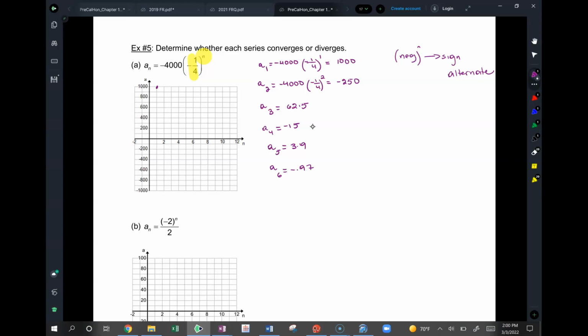2, negative 250. 3, 62.5. 4, negative 15. 5, 3.9, and then negative 97.97. So yes, they're alternating up, down, up, down. But do you see a trend that the values are approaching a certain number as the n's increase? What number do you feel like they're going to approach? 0. And because of that, we say that this one is convergent, or it converges.